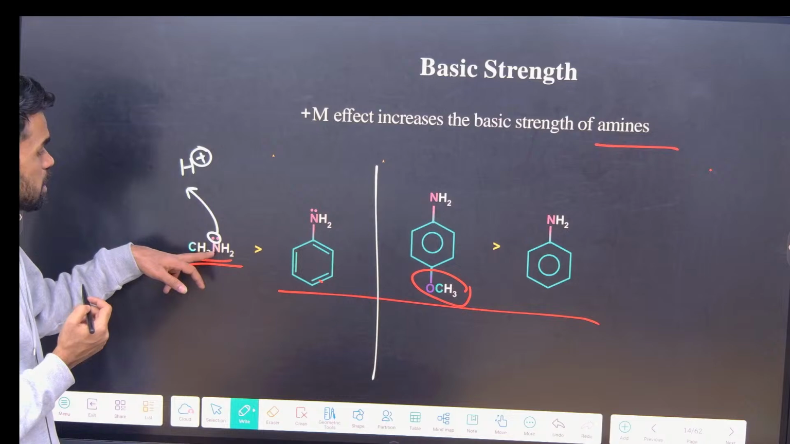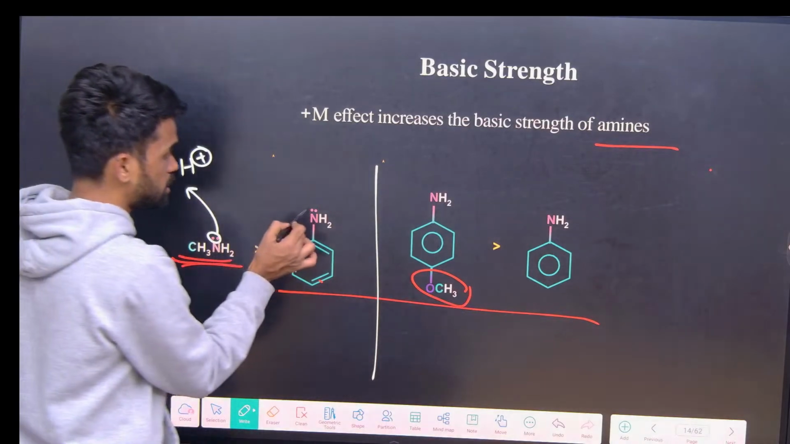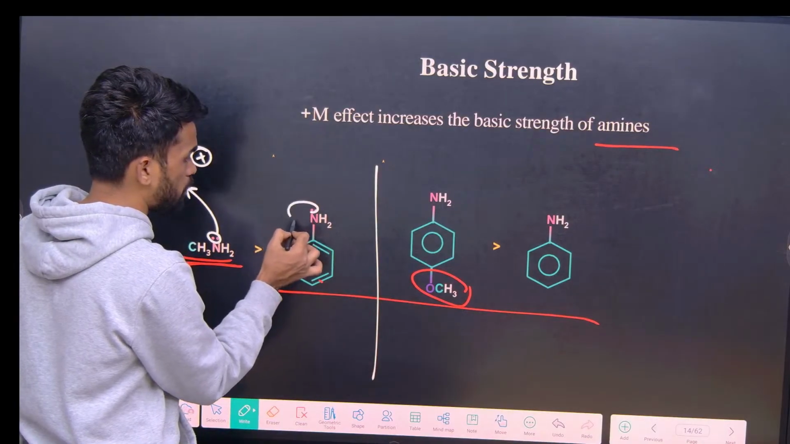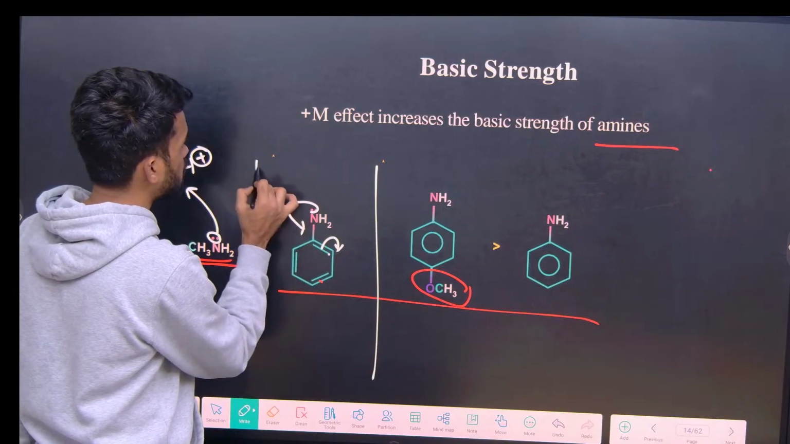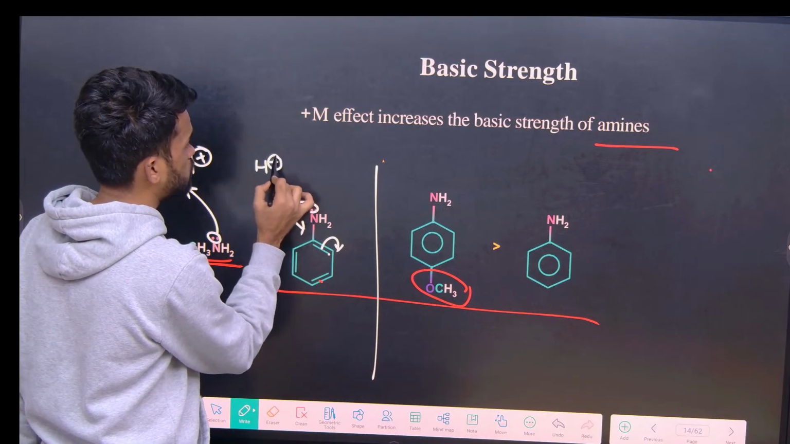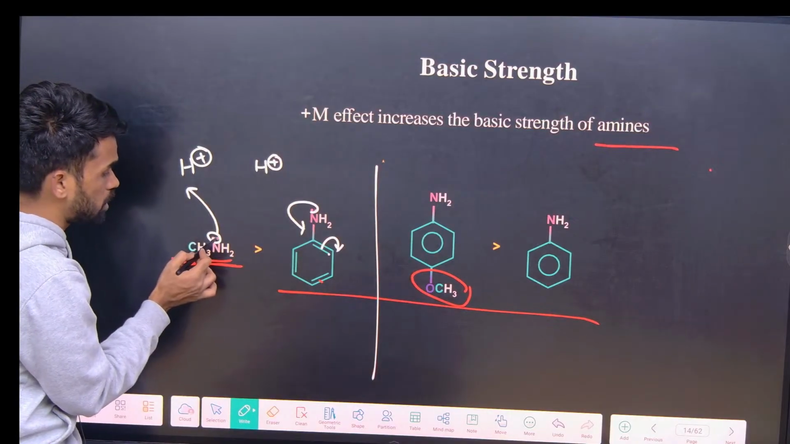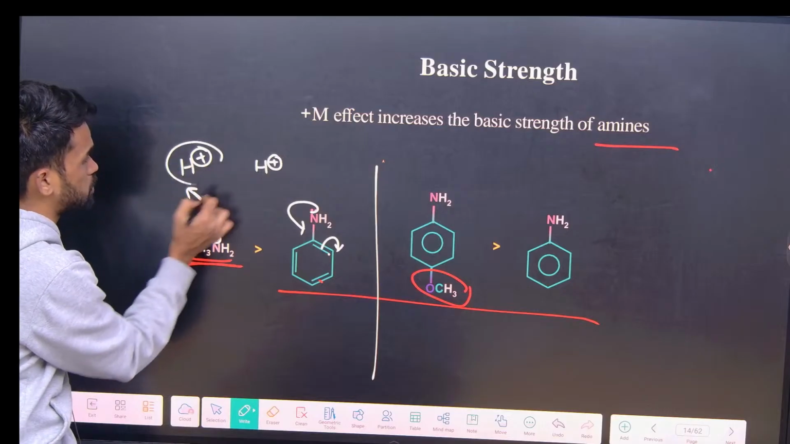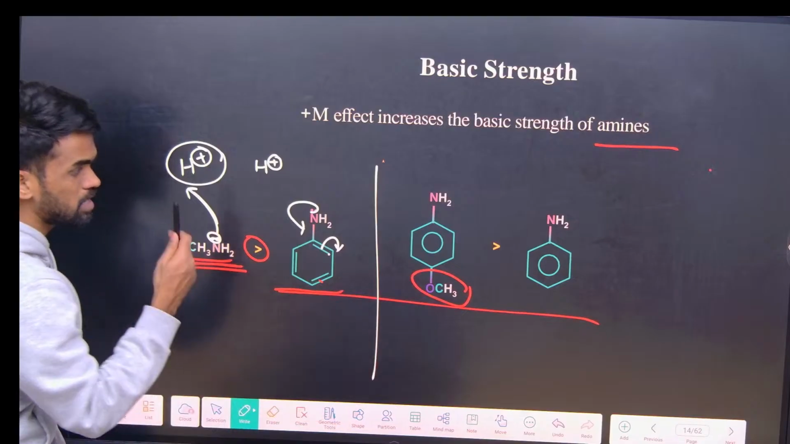So Lewis basic nature for aliphatic amines are more than aromatic amines, because these lone pair electrons of aromatic amines are in conjugation. If they are in conjugation, they have very less ability to accept this H plus ion, whereas in aliphatic amine, nitrogen lone pairs are freely sitting on the nitrogen atom only, that will be easily accepting this H plus ion. So I can say aliphatic amines are more basic than aromatic amines all the time.